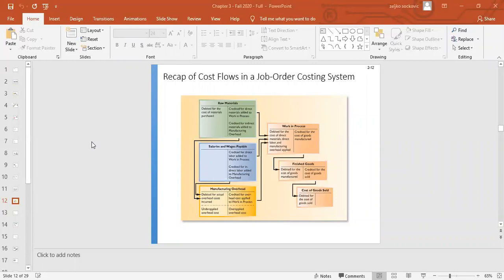Of course, you have to remember these accounts. You have to remember the work in process account, what it means, what it represents. Finished goods, well, that's kind of easy to remember. This is where the goods are that are finished. And the cost of goods sold account is an expense account, where we keep track of how much we spend to make our goods. Remember, cost of goods sold does not represent our revenue. It represents the costs that we spend to make these goods.